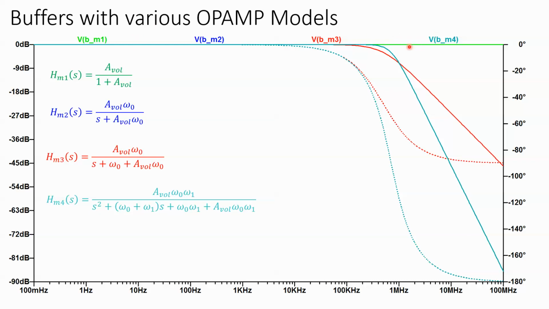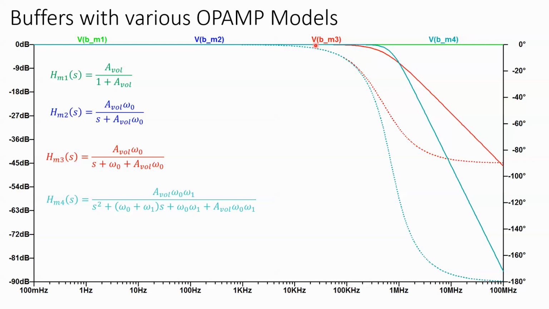And so look, the green is model 1, and it's always acting like a buffer. Models 2 and 3, right, are actually matching each other perfectly, and the phase goes down to minus 90 because they're first order, right? So around 100K is when it's still operating.